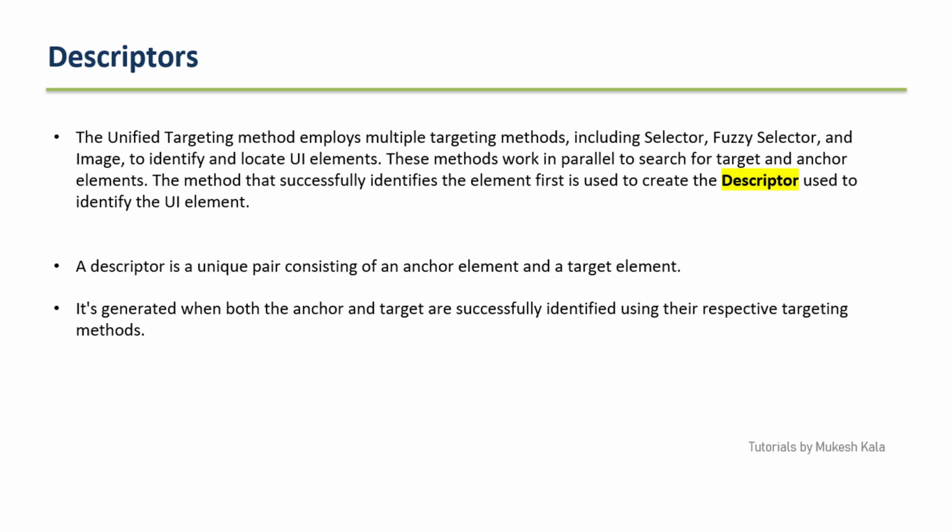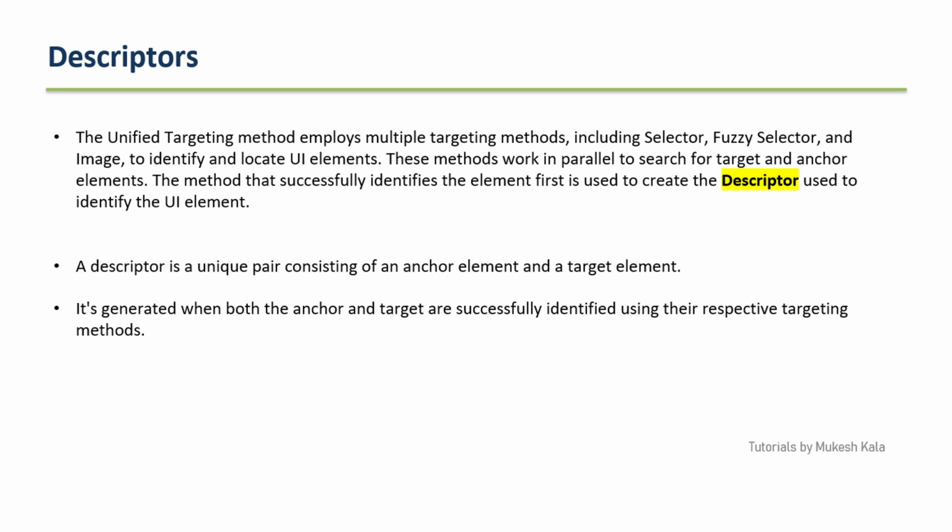So whenever you go and click on any element in UiPath Studio, what happens? The target element is identified by selector, fuzzy selector, and image. The anchor is also identified by selector, fuzzy selector, and image. And this works as a combination, and there is a combination which would first be able to identify the element on the screen. This combination of the target element and the anchor is called a descriptor.